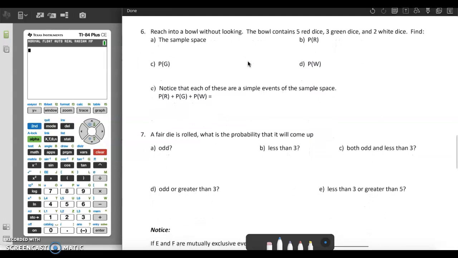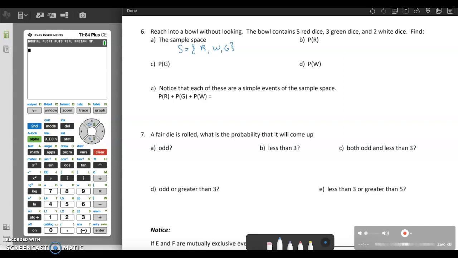Okay, so let's do a few probabilities now that we've got a lot of our definitions written down. So it says you're going to reach into a bowl without looking. The bowl contains 5 red dice, 3 green dice, and 2 white dice. And we are going to find the sample space, the probability of drawing a red, the probability of drawing a green, and the probability of drawing a white. Okay, so the sample space here is just R, W, and G. Those are the three different outcomes that you could observe when you draw here.